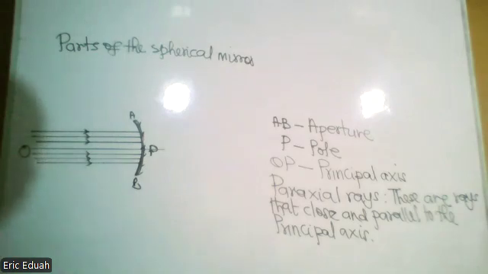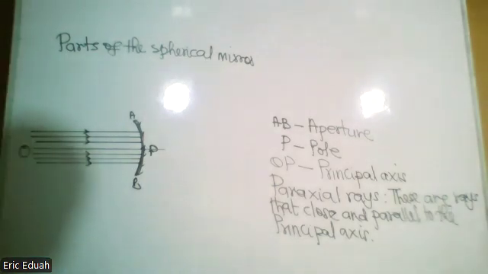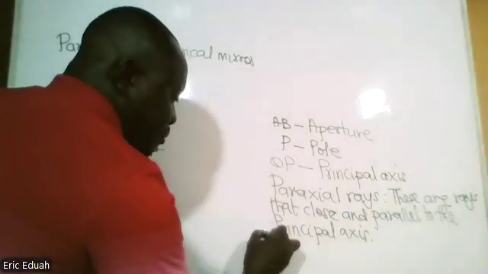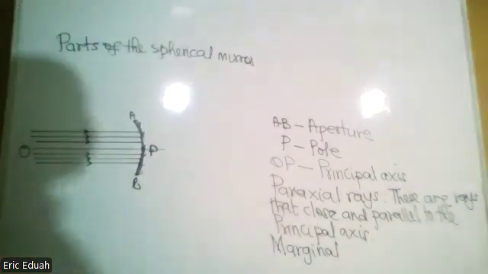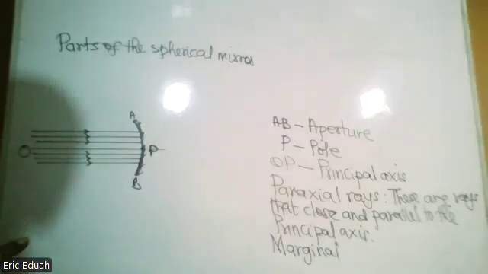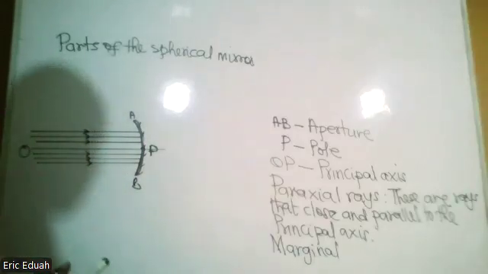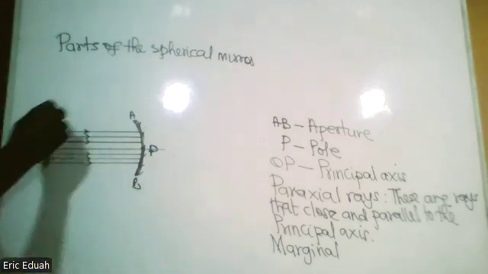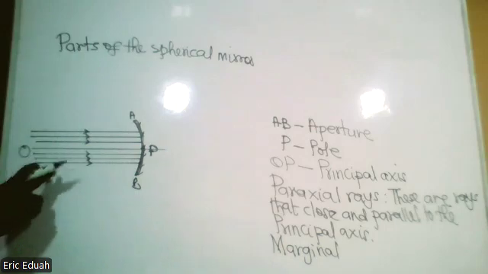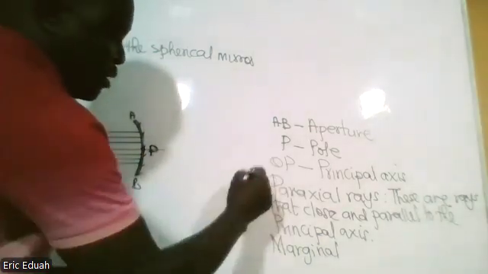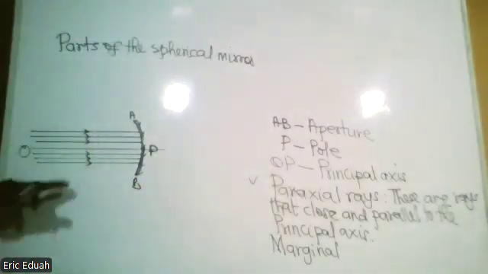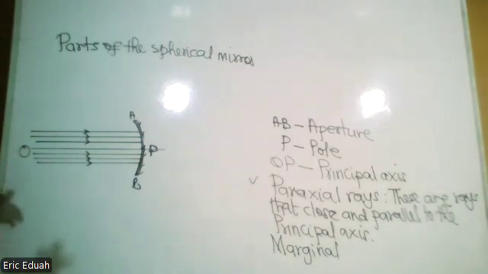So its opposite rays are termed as marginal rays. Marginal rays are not close to the principal axis. They are parallel, all right. But when the ray is incident on the mirror and the rays are far away from the principal axis, they are termed as marginal rays. But all rays that are very, very close and parallel to the principal axis are paraxial.